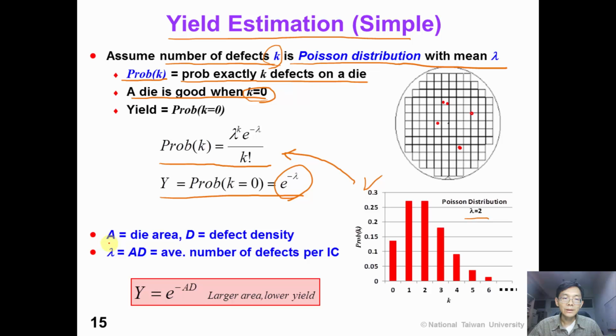Let's assume that the total die area is A and the defect density is D. Then lambda will be equal to AD, which means the average number of defects per IC. So we can know that Y is equal to e to the power of minus AD. That means if we have a larger die area, the yield will be lower.